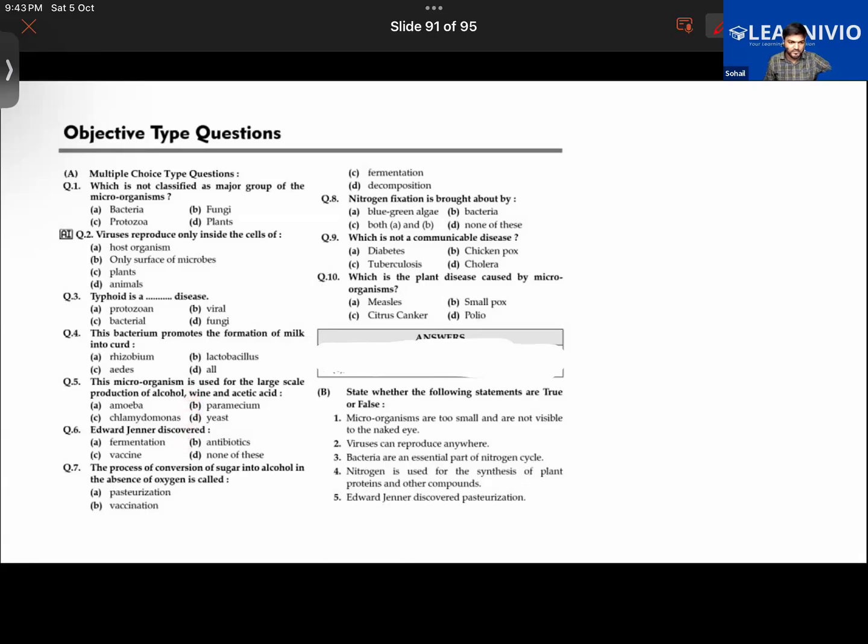Antibiotics? No. Was it vaccine? Edward Jenner. First of all, tell me what did Edward Jenner do? He invented the vaccines. Very good. And vaccines for which disease? Smallpox. And he has been referred to as the father of immunology also. Father of immunology. Are you getting the term?